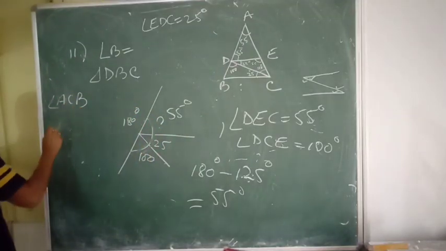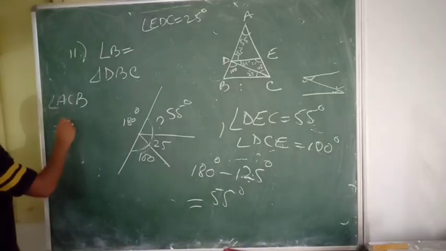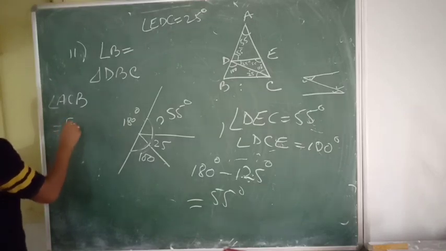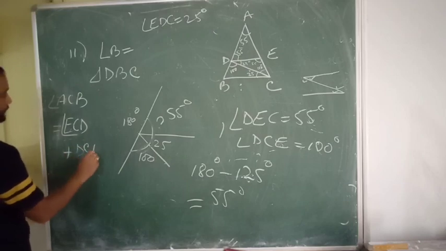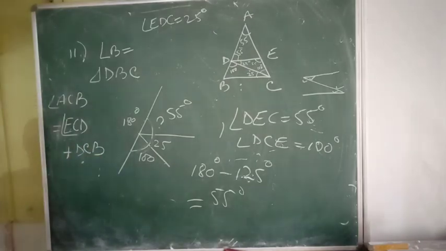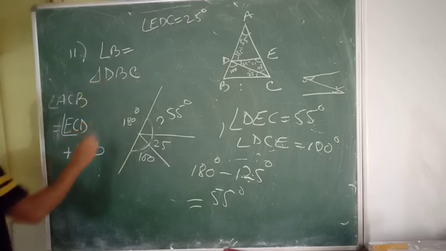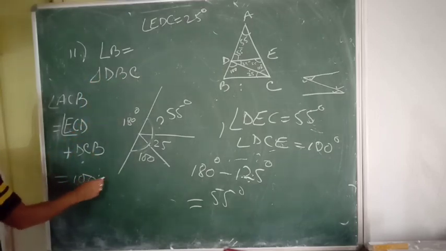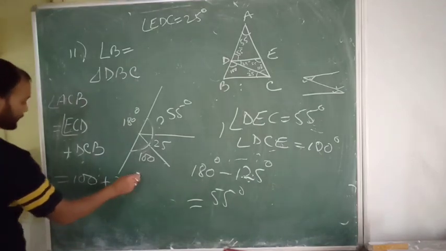See, ACB is split into two angles. Okay? You see this? Angle ACB can be termed as ECD plus DCB. If you add this, we will get angle ACB. So ECD is how much? ECD is 100. And DCB is 25. So the answer is 120.